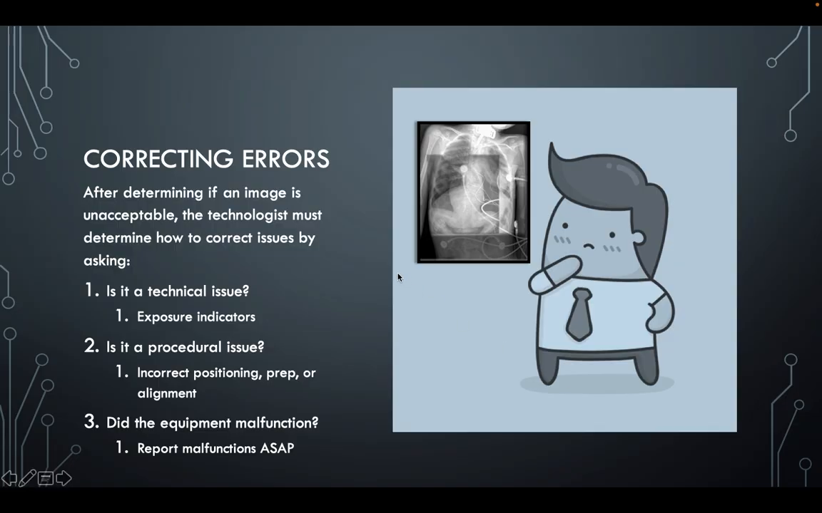And so the things we have to look at: is this a technical issue? I'm going to look at my exposure indicators, and I'm going to use that as well as my image quality to let me know, did I send enough signal through? Is my signal to noise ratio high enough here? Do I see quantum mottle that is obscuring bony trabecular pattern? Is my image way too bright or way too dark so that I can't see what I need to see? Exposure indicators are a great way to guide you on what the problem is.